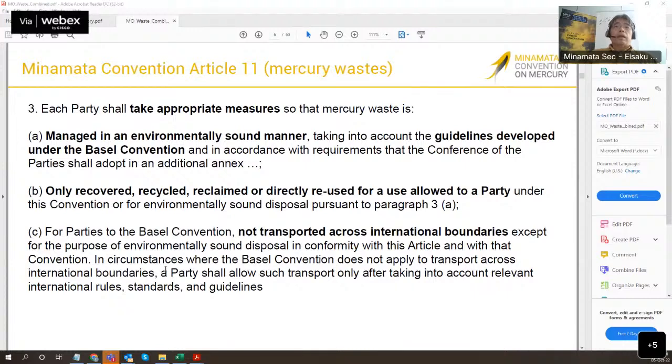Then, what are the obligations under Article 11? Parties have three obligations. One is to manage mercury waste in an environmentally sound manner, taking into account the guidelines developed under the Basel Convention. So this is a very good example of linkage between the Minamata Convention and the Basel Convention. Secondly, parties have an obligation to limit the recovery, recycling and reclaiming of mercury to uses allowed to that party. And thirdly, for parties to the Basel Convention, mercury waste shall not be transported across international boundaries except for the purpose of environmentally sound disposal.